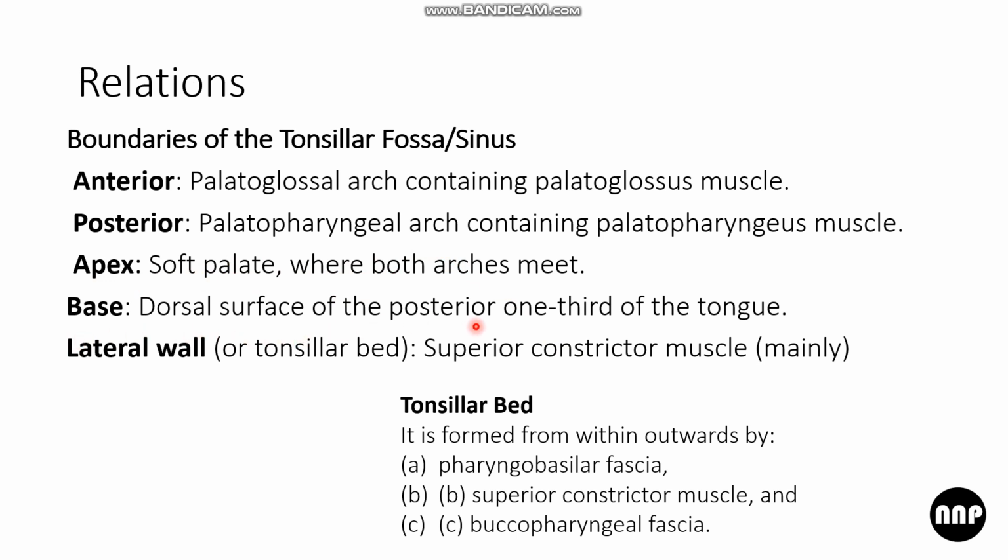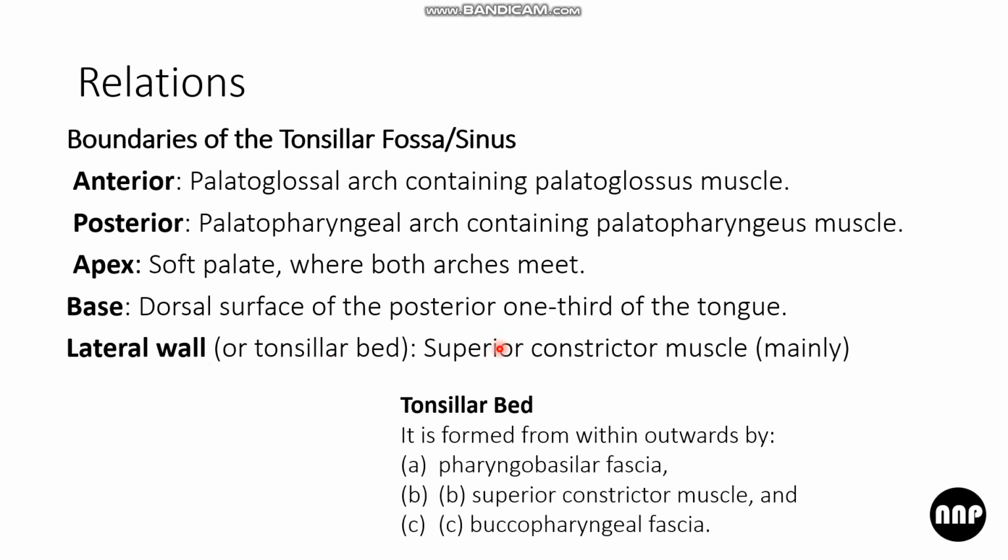the dorsal surface of the posterior 1/3 of the tongue. You can imagine it when you look in the mirror. Open your mouth and try to see your tonsils. You will not be able to see them clearly, but only a part of your tonsils. If they are inflamed or enlarged, then only you can see the portion. Otherwise, you can imagine it. Then the lateral wall, or the tonsillar bed.